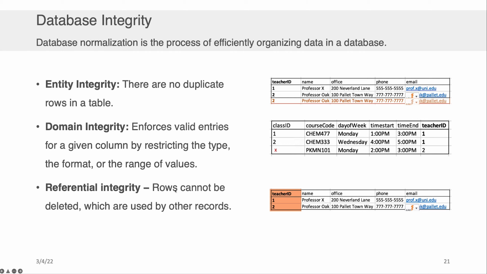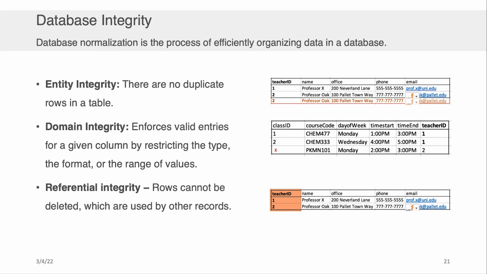This is that rows cannot be deleted which are used by other rows. Meaning, from our previous example, if you had a table that had a teacher ID, and then you had some classes that reference that teacher ID, so you have some other table that looks for this, well, you shouldn't be allowed to delete this until you go and delete all of the stuff in those downstream tables that depend on this information or use it somehow. Okay, you want to keep that referential integrity going.